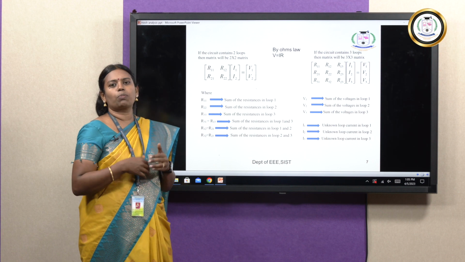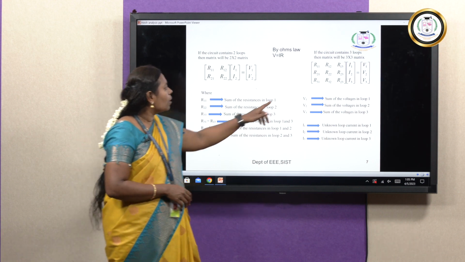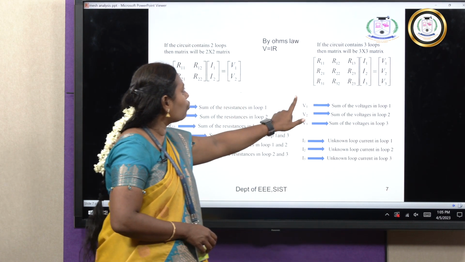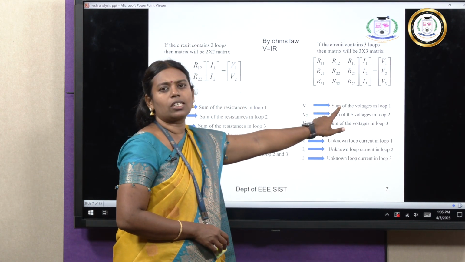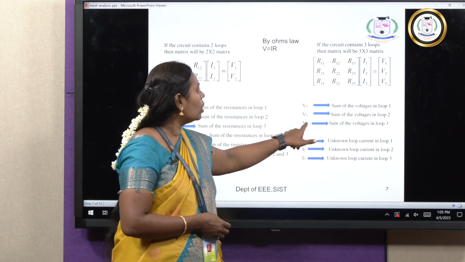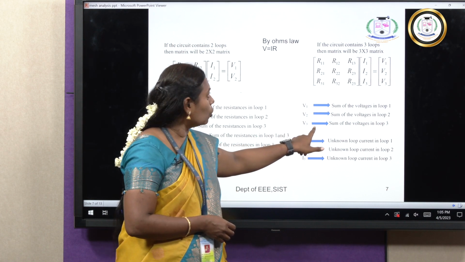Next we can see the explanations for the voltage. V1, V2, V3 we are having in this matrix. Explanation for V1 is nothing but the sum of voltages in loop 1. V2 means the sum of the voltages in loop 2. V3 means the sum of the voltages in loop 3.